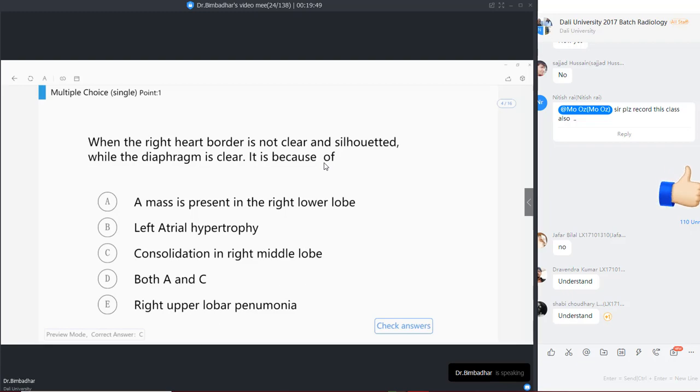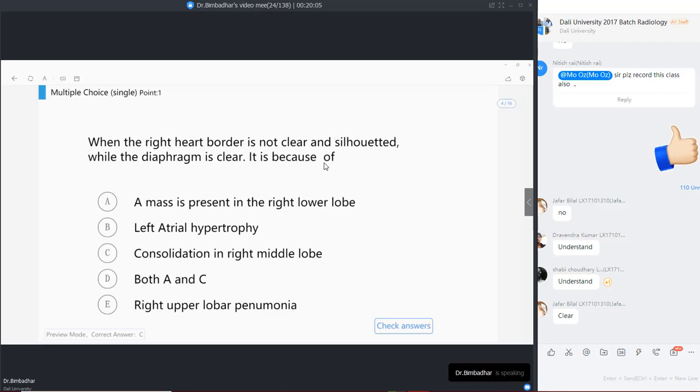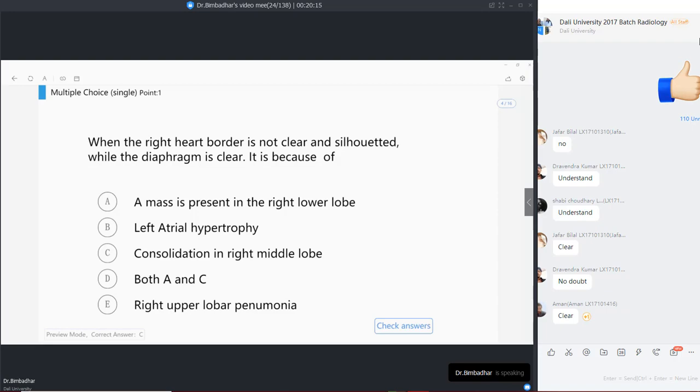So how many people still do not understand what a silhouette sign is? Is it clear or is there any doubt about this one? What about the other guys? I see there are 24 people or so. I guess you guys should take part in the conversation. Please don't just be listening and listening. If you got this question wrong, maybe your concepts about the silhouette sign are not clear at all, so you have to continue revising the silhouette sign.